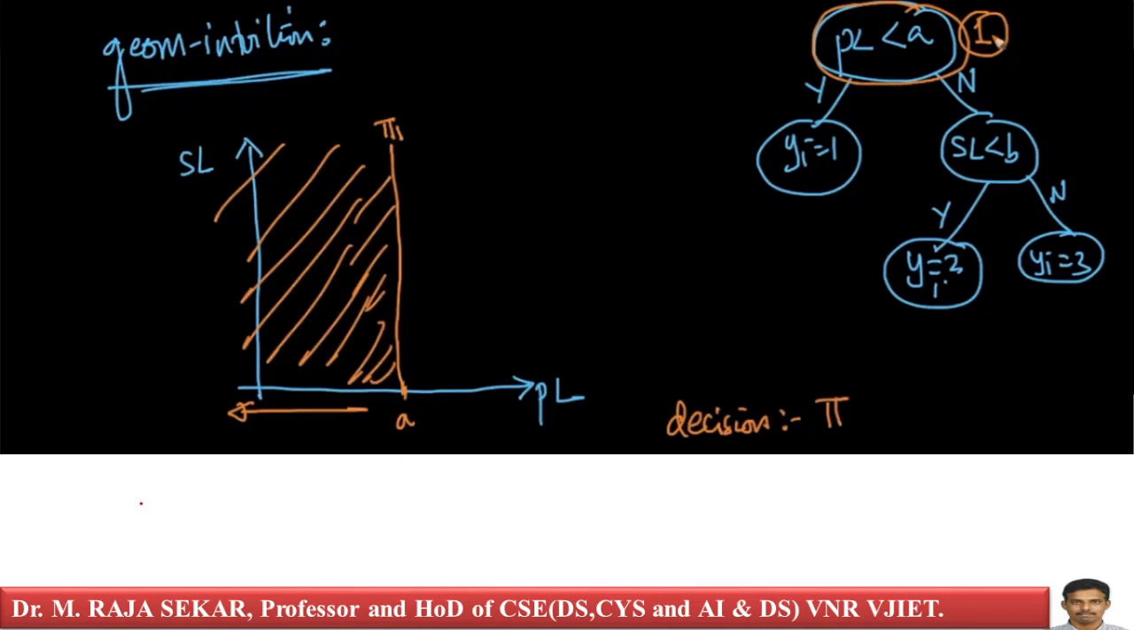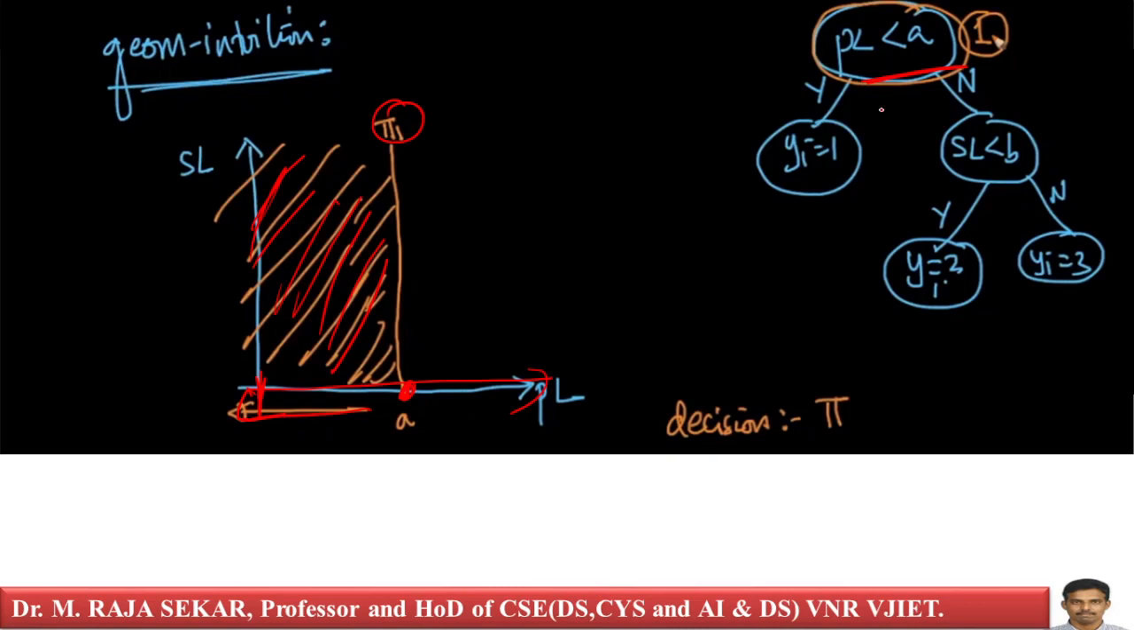This decision, petal length less than a, what does it mean? If you draw a point A, just keep point A here, on petal length, this is petal length on x-axis. What does this represent? This represents the hyperplane pi 1. What is that hyperplane pi 1? This one is corresponding to PL less than A, petal length less than A. I am taking petal length on x-axis. I am indicating this as A. Petal length less than A means this is the region, isn't it?